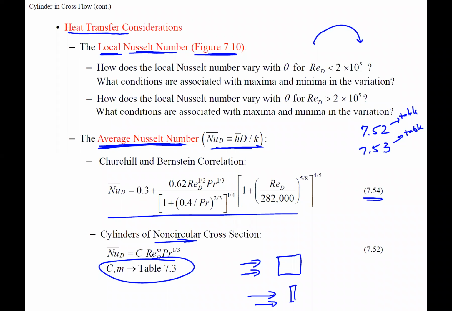And then the other is just making sure you know where the properties are evaluated. This is at the film temperature. So that's T_F, which is T surface plus T infinity, divided by 2.